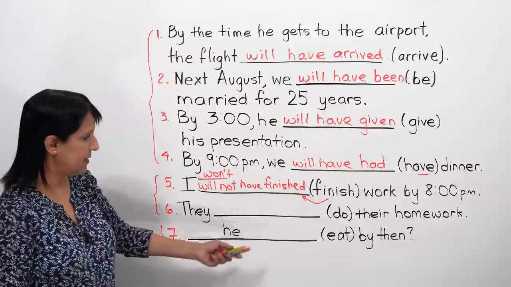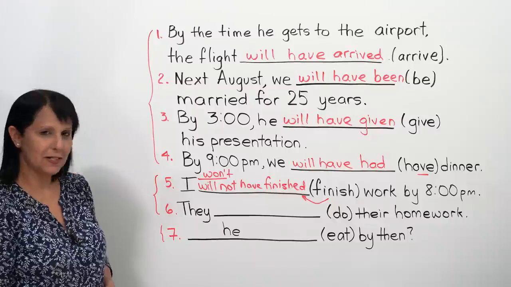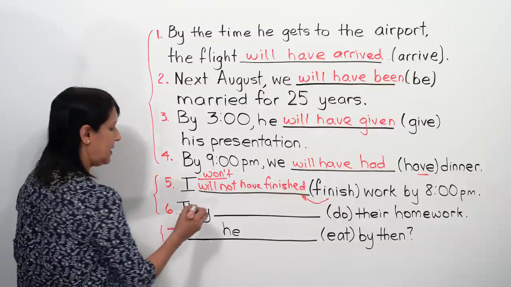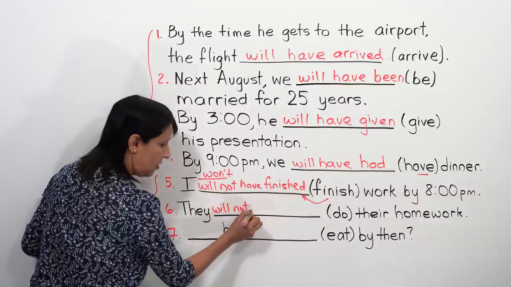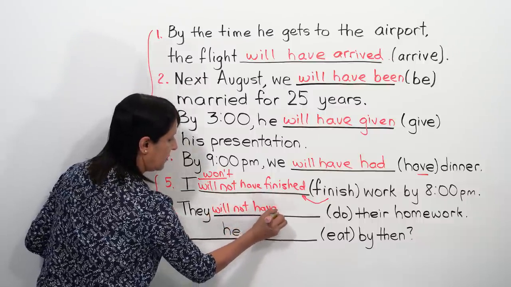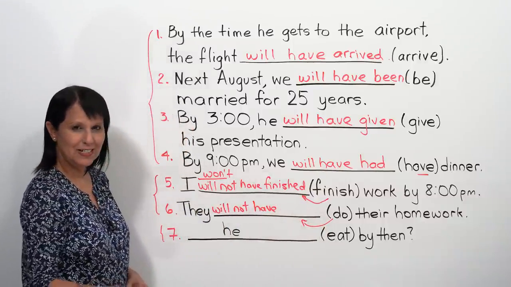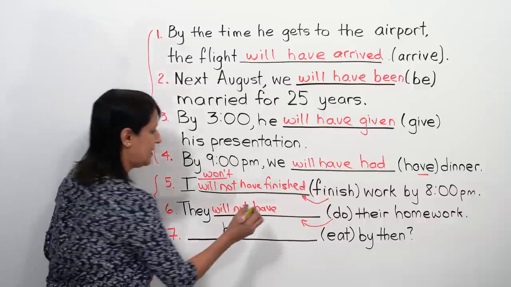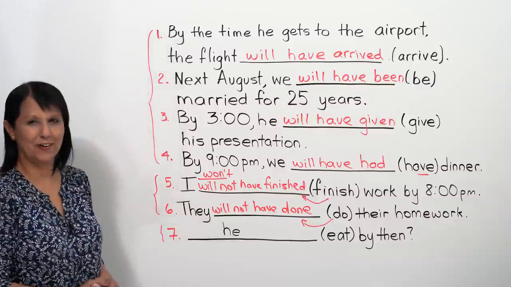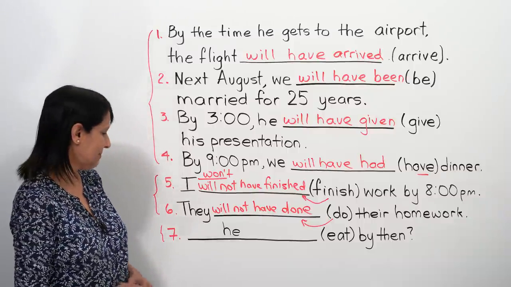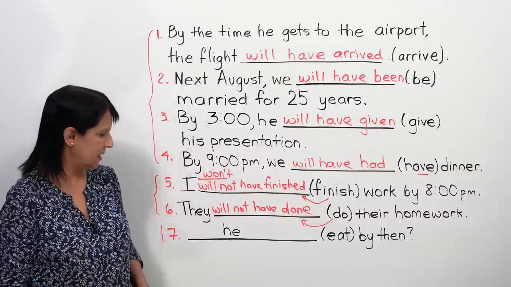Number 6. They blank their homework. What does that become? They will not have. What does do become? It's an irregular verb. And the third form is they will not have done their homework. All right? Very nice. Now, for the last one, let's make a question.